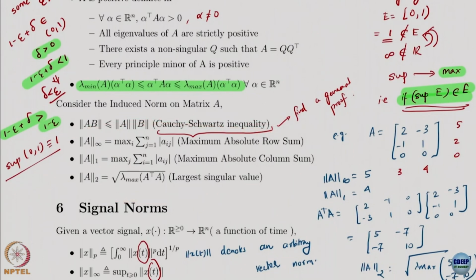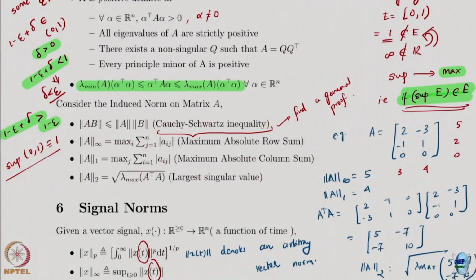There are actually simpler, well known formulae for particular matrix induced norms. The infinity norm is max absolute row sum, the 1 norm is max absolute column sum, and the 2 norm is largest singular value, so square root of lambda max A transpose A. These three are the ones that get used more often than not.